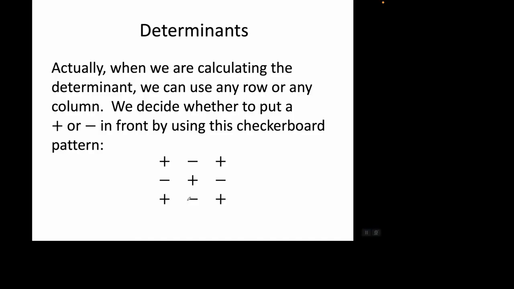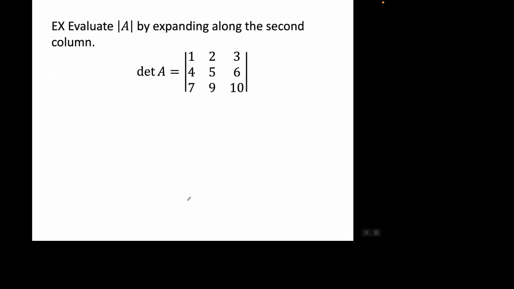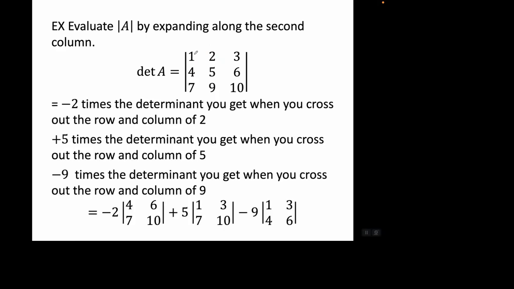Okay, now I'm going to tell you where we get the plus minus plus pattern. Actually, when we're calculating the determinant, we can use any row or any column. We used the first row, but didn't have to do that. We decide whether to put a plus or minus in front by using this checkerboard pattern. So, for example, let's evaluate A by expanding along the second column. So we're not going to do the first row, we're going to do the second column.